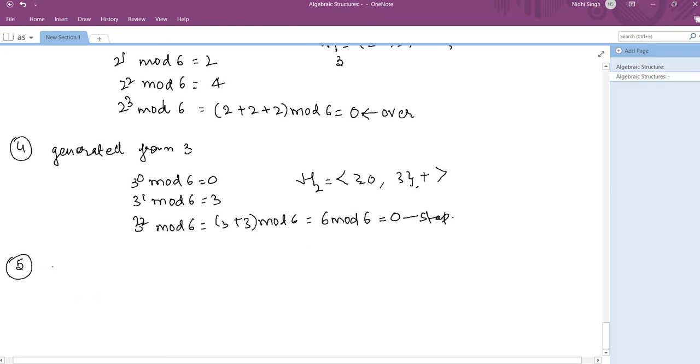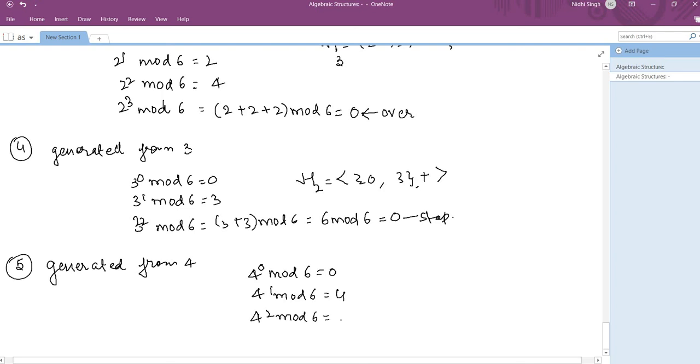Now the fifth one, that is generated from 4. So 4 to the power 0 mod 6 is 0. 4 to the power 1 mod 6 is 4. 4 to the power 2 mod 6: 4 plus 4 equals 8, 8 mod 6 equals 2. So 4 to the power 3 mod 6: 4 plus 4 plus 4, that is 12. 12 mod 6 equals 0. So here is a repetition. So repetition means I have to stop. How many elements? H3. What are those elements? 0, 4, 2. And the operation is plus 1.